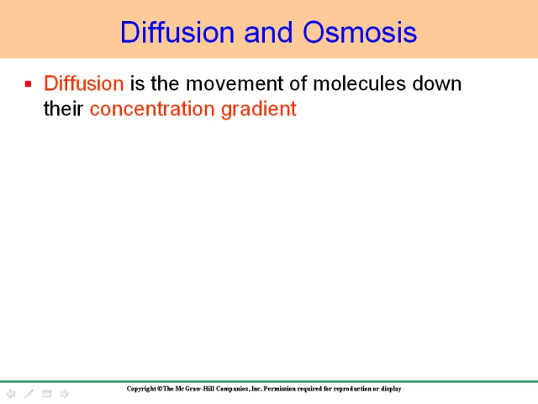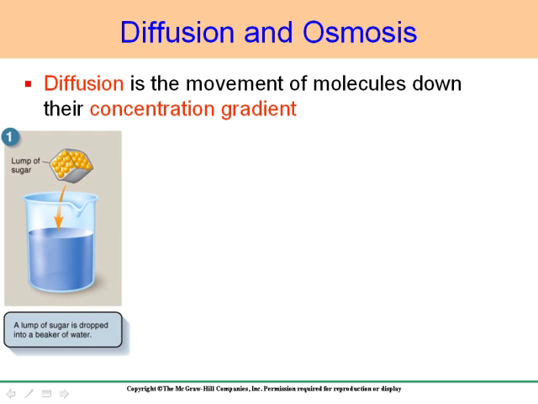Diffusion can be defined as the movement of molecules down their concentration gradient. When we're talking about diffusion, we're talking about the fact that substances are going to move from where they're in high concentration to where they're in low concentration.